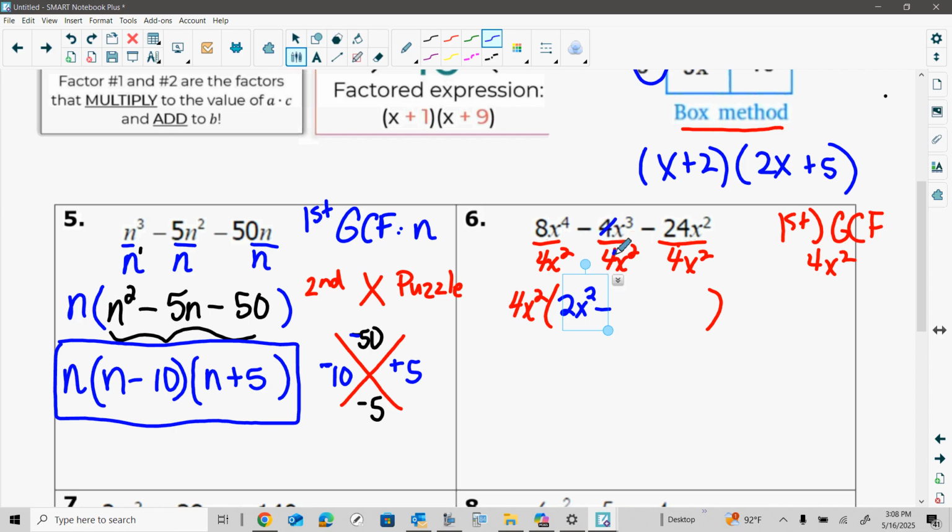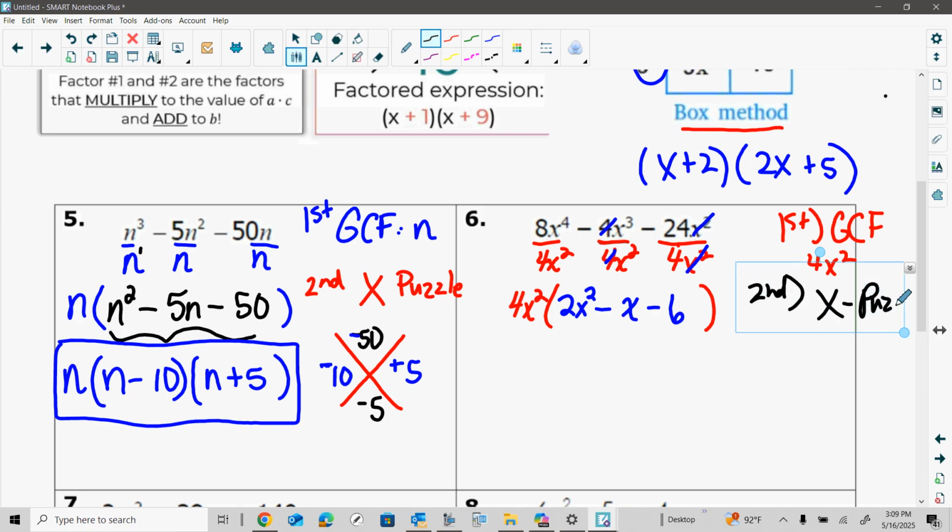Here, the 4's cancel, and 3 minus 2 leaves me with an x. For the minus sign, 24 divided by 4 leaves 6, and the x squares cancel. So I really have 2x squared minus x minus 6. Now I'm going to do the x puzzle to factor.